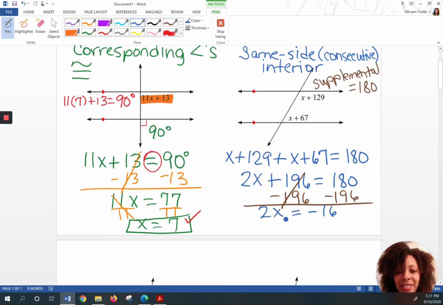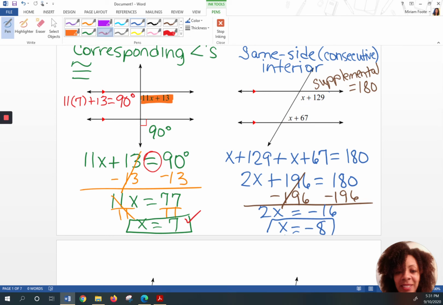Well, when I divide both sides by this 2, negative 16 divided by 2 is going to give me a negative 8. Yes, you can have a negative if it's the x. You cannot have a negative if it's the measure. So if they are asking for the measure of the angle, you are going to substitute that negative 8 in. So let's do that actually.